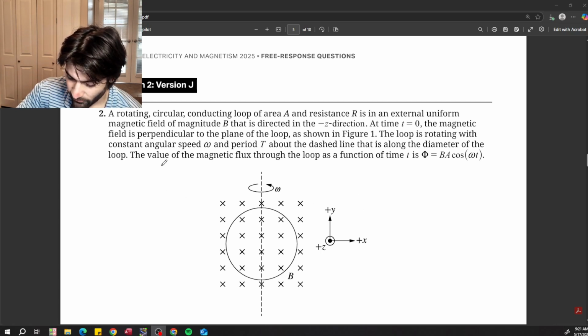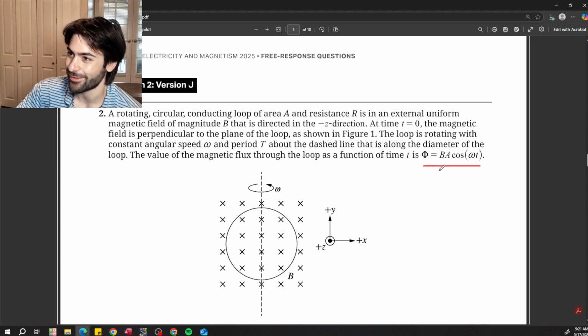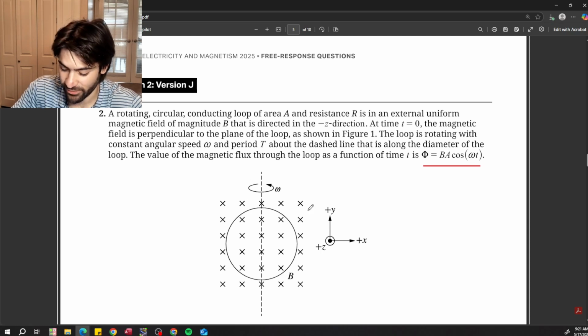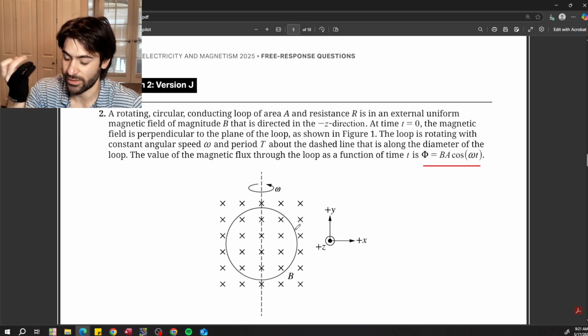The loop is rotating with constant angular speed omega and period T about the dashed line shown that is along the diameter. So we have the magnetic flux over time. They actually were friendly enough to give that to us. Usually it's the dot product of A and B, so AB cosine theta, but now instead of theta, it's omega t because the angle is changing over time because the ring's rotating.